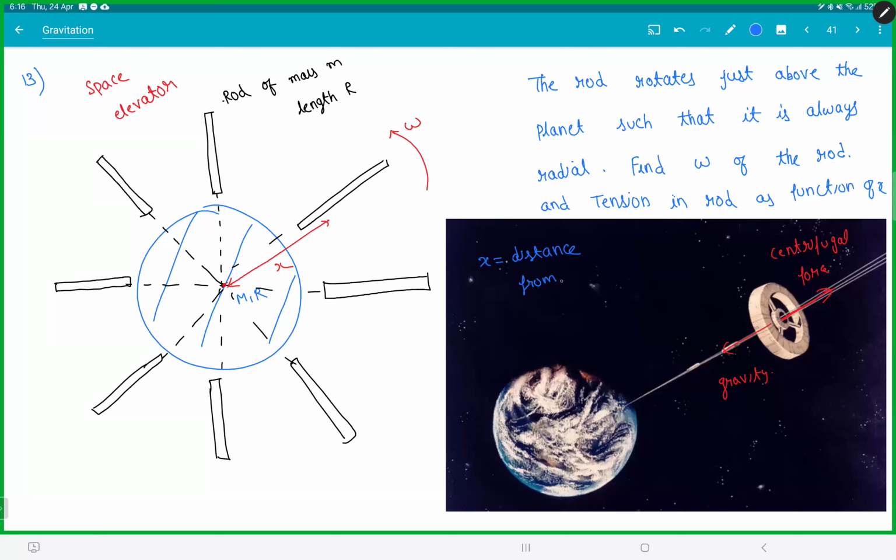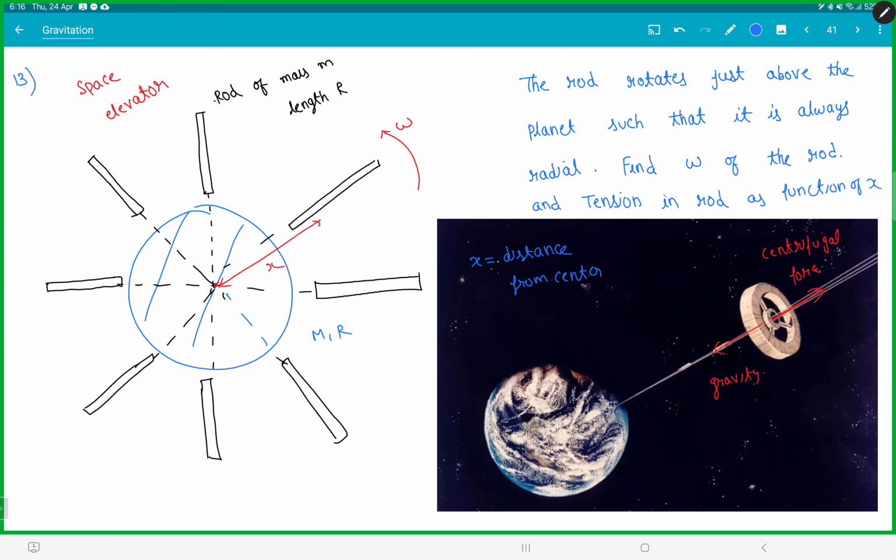Remember, the planet's mass is m and radius capital R. The rod's length is also R. Let's take both of them. You need to find omega and then the tension. It will be a pretty good paragraph question, or at least a more-than-one-choice one. Let's try this. Others, do keep your cams on.